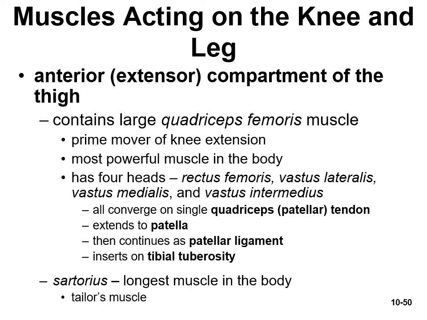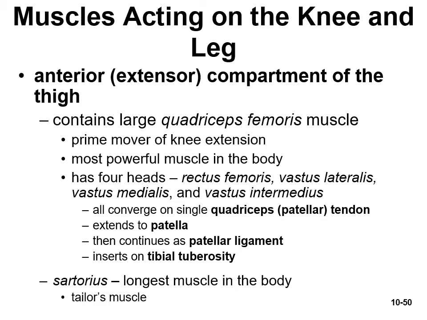Moving to muscles that act on the leg and the knee, on the front side of the body, on the anterior side, you've got the quadricep femoris muscle, which is made up of 4 heads. That's where you get quad. Quadricep is made up of 4 heads on the femur. This is going to be the prime mover of knee extension. It's also the most powerful muscle in the body.